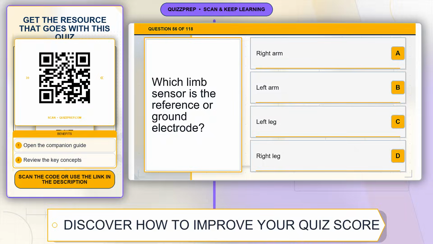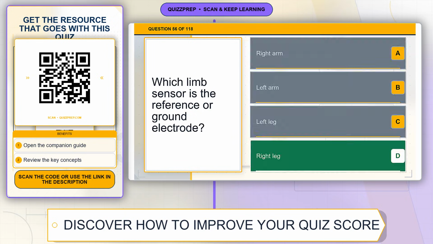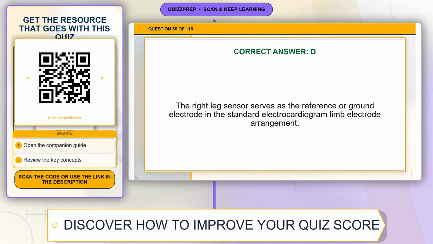Question 56. Which limb sensor is the reference or ground electrode? Option A, right arm. Option B, left arm. Option C, left leg. Option D, right leg. The correct answer is option D, right leg. Explanation. The right leg sensor serves as the reference or ground electrode in the standard electrocardiogram limb electrode arrangement.